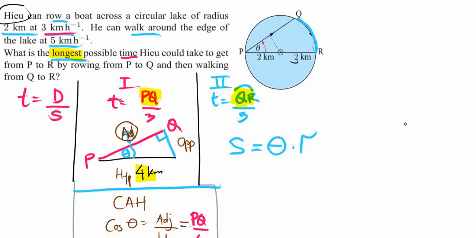So we need the angle at the center. What is the angle at the center in here? It will be 2 times the angle at the circumference. So if this is theta, this is not theta, this will be 2 theta. So the angle is 2 theta. Then we plug into the equation: the angle is 2 theta.